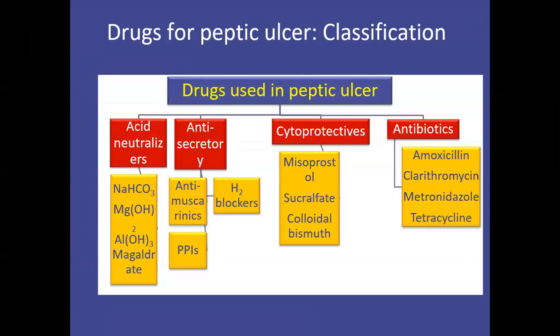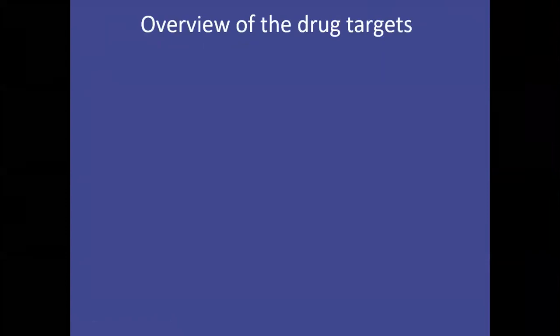So now this is the slide which I have made for revision of the drugs used in peptic ulcer, 4 strategies: acid neutralizers, anti-secretory with 3 subclasses, anti-muscarinic, H2 receptor antagonists, and PPIs, cytoprotectives like misoprostol, sucralfate, and bismuth, and antibiotics. These are 4 classes. Just a quick revision of what we discussed today. And if you have questions, then you can ask. We covered in, I think, 70 minutes, 10 minutes more.